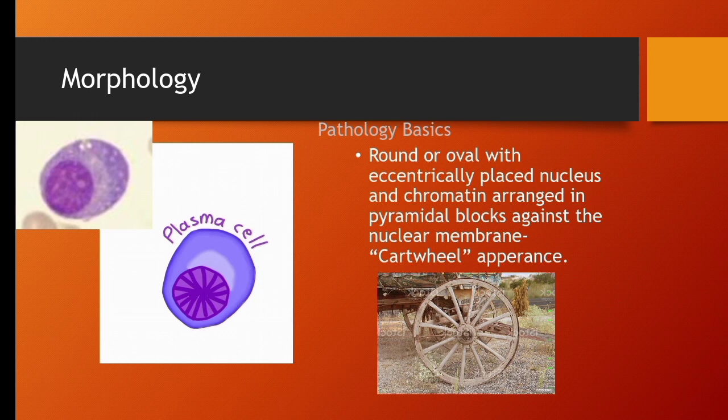Plasma cells are actively producing and secreting immunoglobulins. Their size is around 14 to 20 micron. They are round or oval with an eccentrically placed nucleus with chromatin arranged in pyramidal blocks against the nuclear membrane. So it gives a cartwheel type appearance.